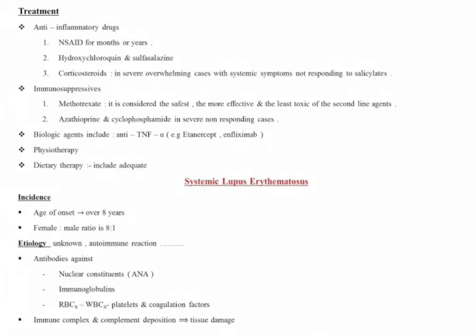The second disease of rheumatic disease is systemic lupus erythematosus. The onset is after 8 years. Female to male ratio 8:1. Etiology unknown, maybe autoimmune disease. Antibodies against nuclear part, or immunoglobulin against RBC, white blood cells, platelets, coagulation factors. Immune complex and complement deposition lead to tissue damage.